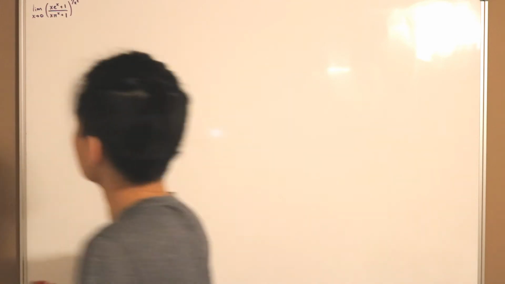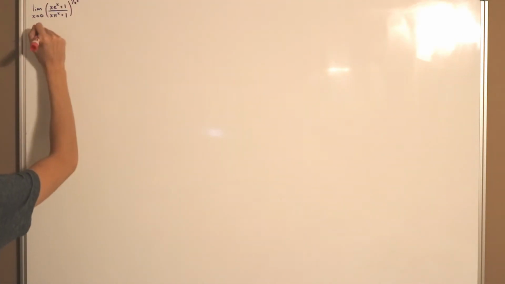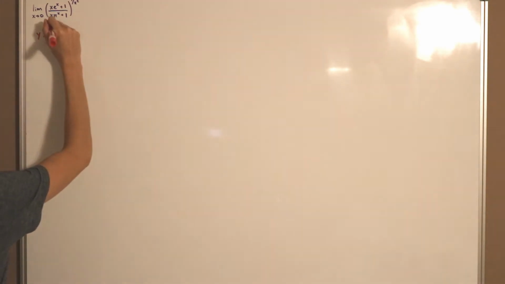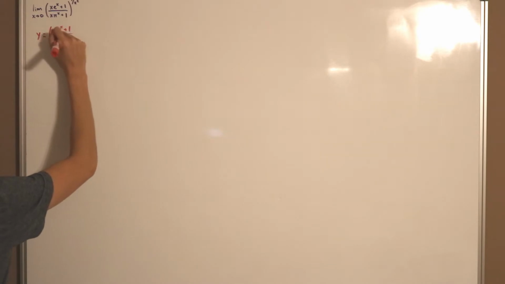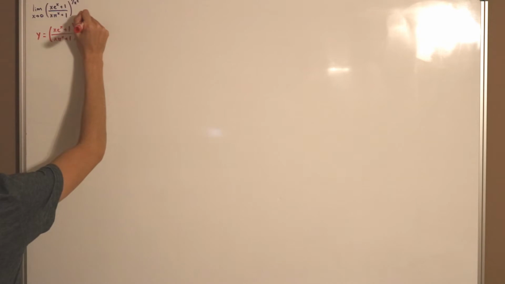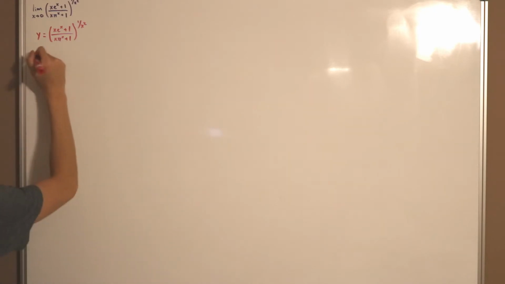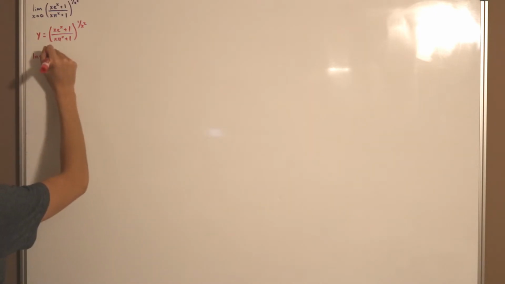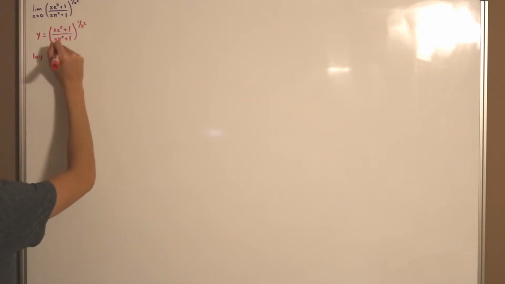So the first thing I want to do is define y to be this function here. y is equal to (x times e to the x plus 1) divided by (x times pi to the x plus 1), all being raised to 1 over x squared. Okay? And our next step is to take the natural log of both sides. So we have ln of y, which is equal to, we move our exponent to the front, which is just 1 over x squared.